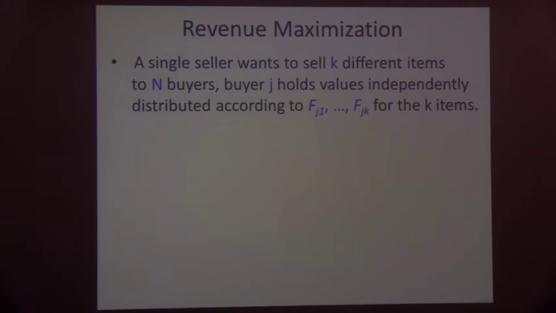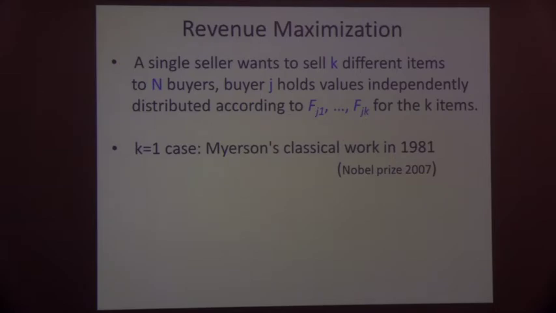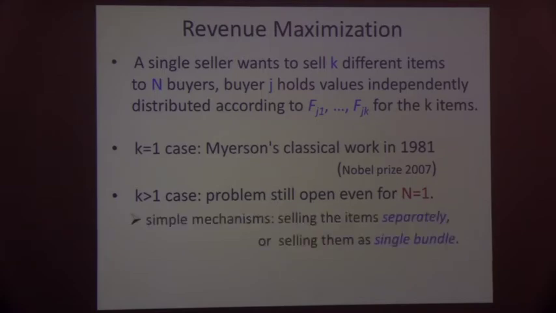Okay. So now we are talking about a more general context. We are selling K different items, not just one single item. When there's one item, there's a famous work by Myerson, who solved the problem essentially completely, and for which he received the Nobel Prize. Now, the case of K bigger than one is a problem that's still open, even if there's only one buyer. Let's imagine that a seller wants to sell a large number of K items to one single buyer. What would be some of the simple mechanisms you can think of?